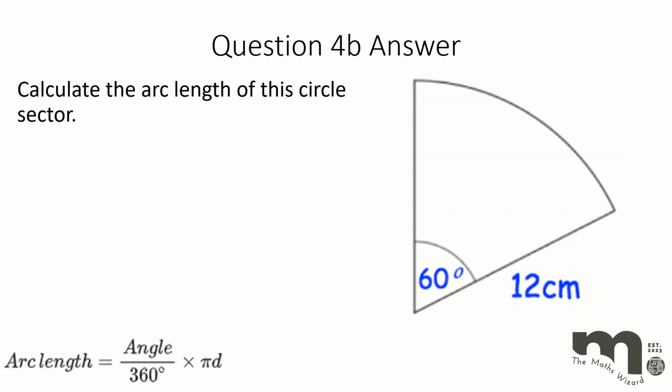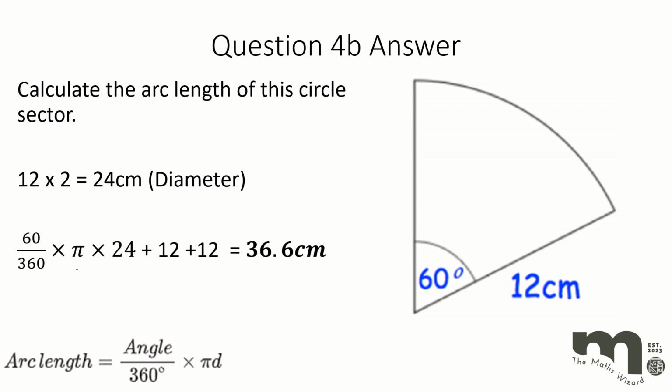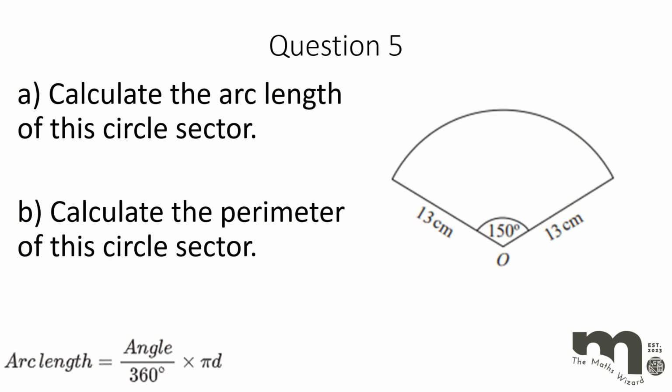Okay, let's add to this by looking at the perimeter. The first part of this is the same. We've got to double the 12 to get the 24 centimeter diameter. Then the first part of the sum is very similar: 60 over 360 times pi times 24, the same way that we did for our arc length. The only extra bit we've got to do is add on the 2 straight edges there. So you've got the 12 centimeters that's already labeled and this 12 centimeters here. And that would give us 36.6 centimeters.